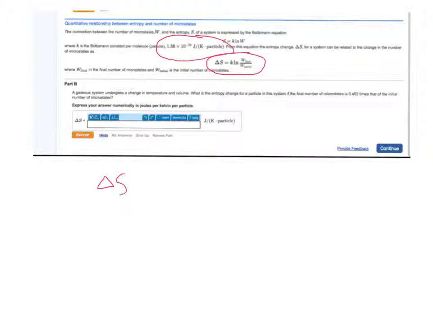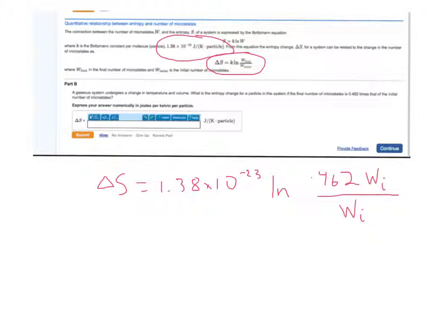We say that delta S is equal to 1.38 times 10 to the negative 23rd times ln, and we know that the final is 0.462 of the initial, and we'll call the initial just Wi. So W final is just equal to 0.462 Wi, and the initial we can just say is Wi.